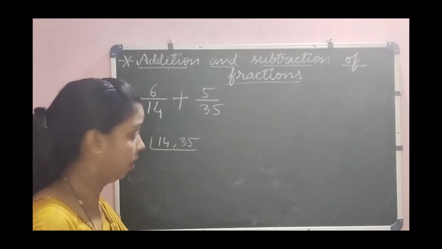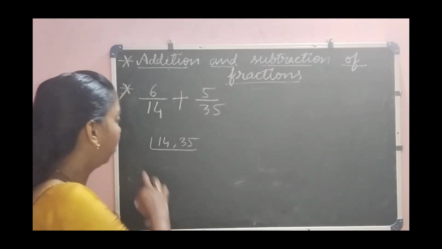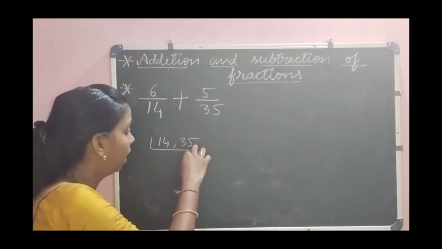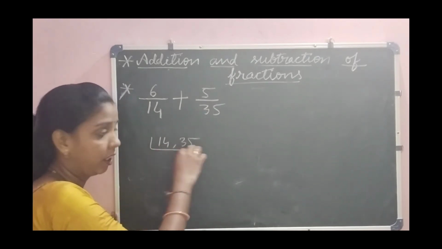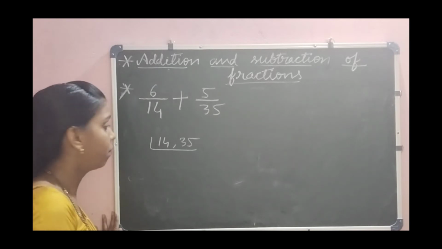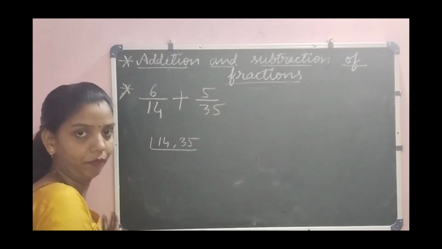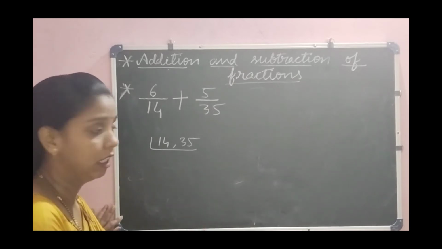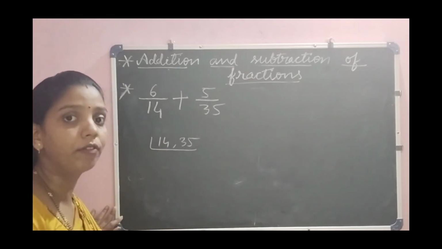both are not divisible by 2. 2 7s are 14, but 35 is not divisible by 2. That's why we can't take 2. I'm searching until both numbers have the same factor. You have to find 3.